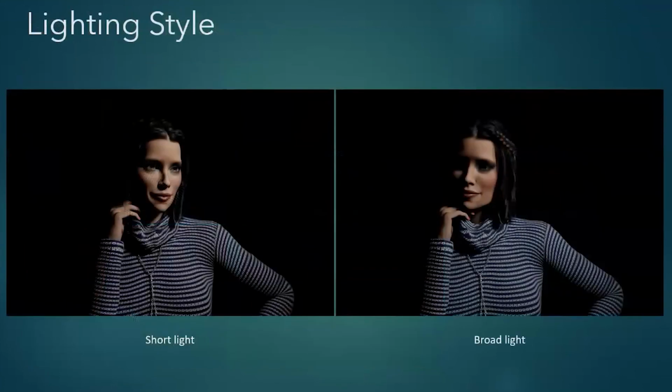Here's an example of a short light or short lit model, which really says the camera is seeing the side of the face that has the least light on it. So you see light and shadow. And the broad light is when the camera is looking at the most illuminated side of the face. If you talk to a lot of the professionals or take a lighting course, you're going to hear never to broad light a broad face.